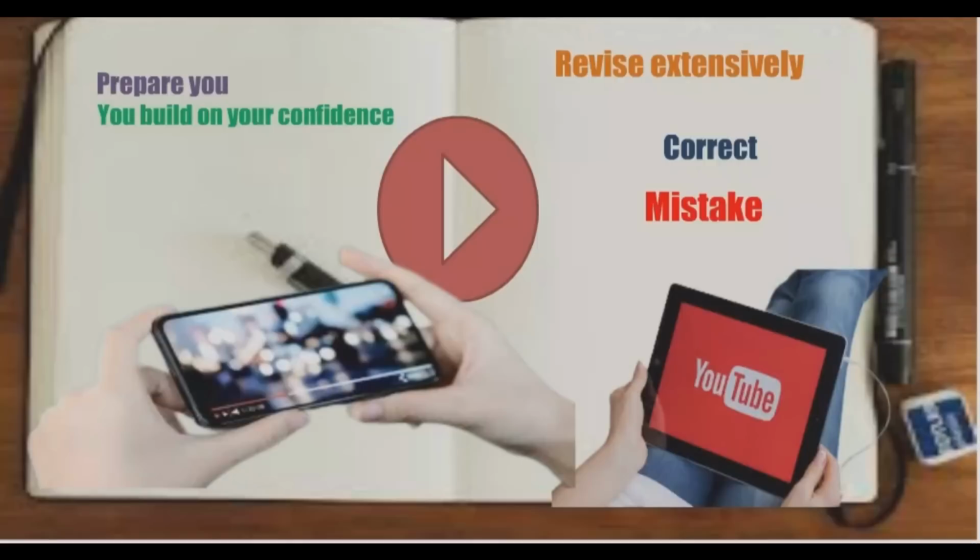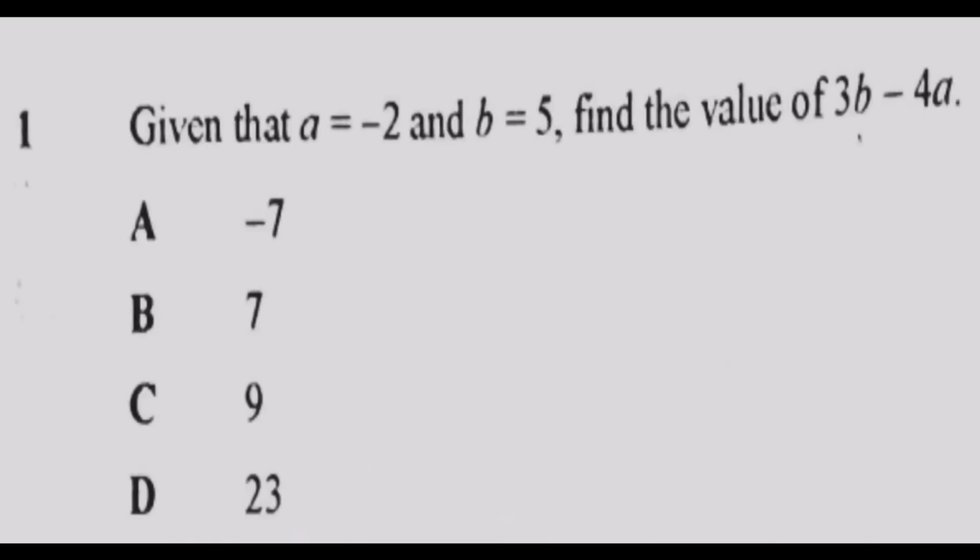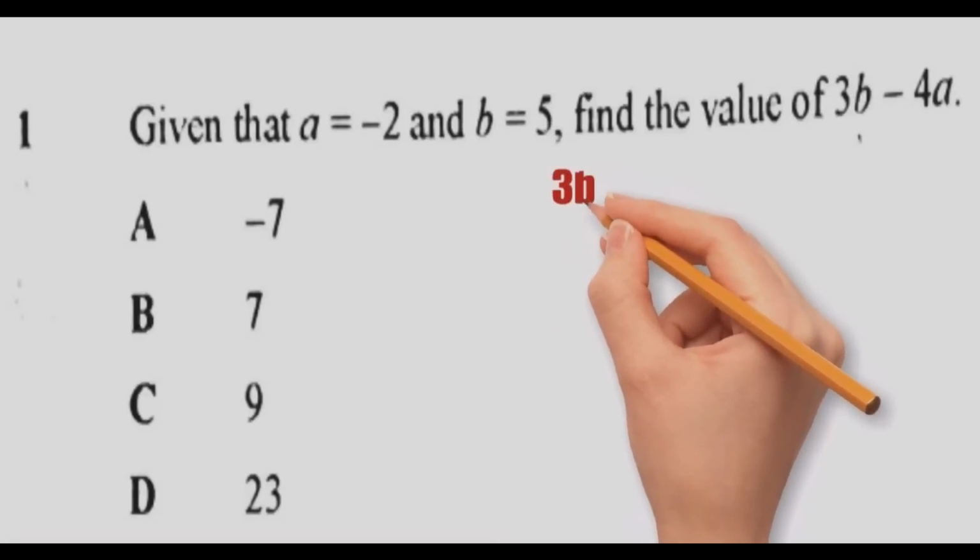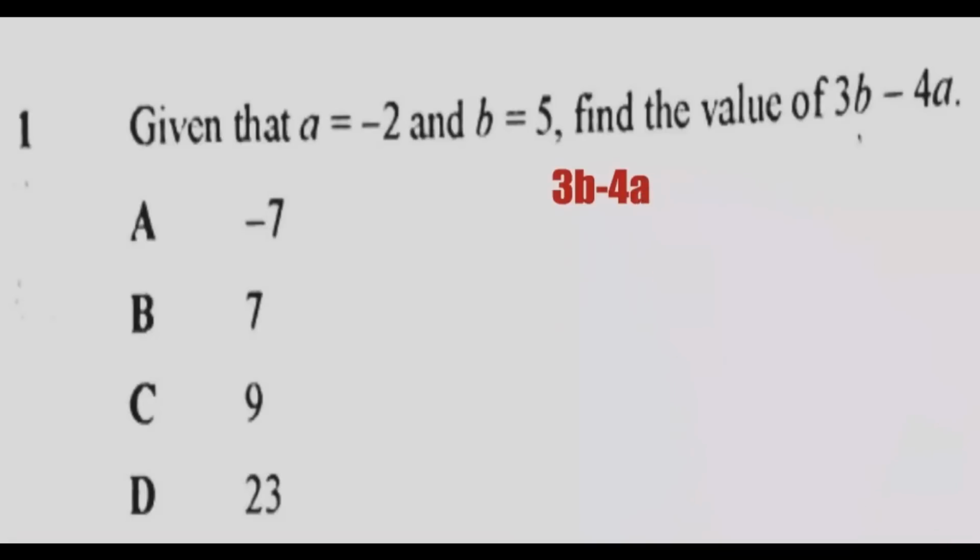With that being said, let's go to question number 1. Question number 1 is as follows. Given that A is equal to -2 and B is equal to 5, find the value of 3B minus 4A. What we're going to do now is put the values of A and B in that expression. First we write the expression, which is 3B minus 4A. Then next we put in the numbers represented by the letters.